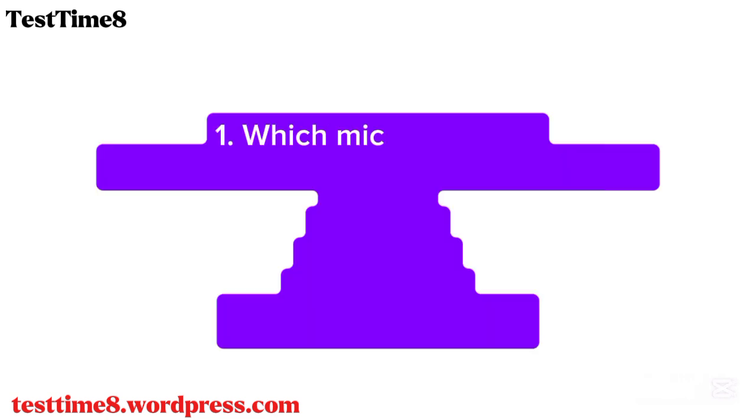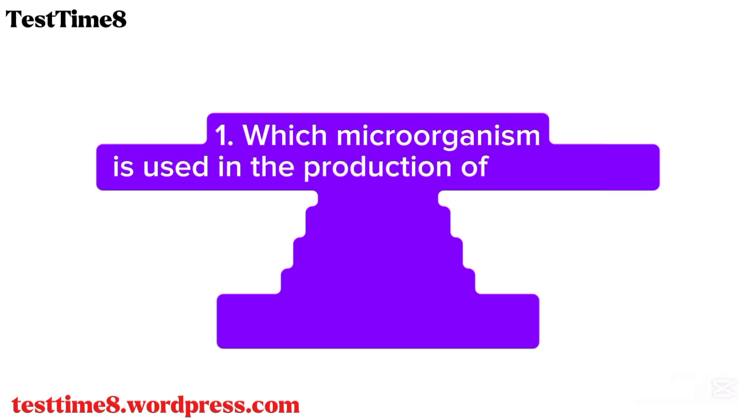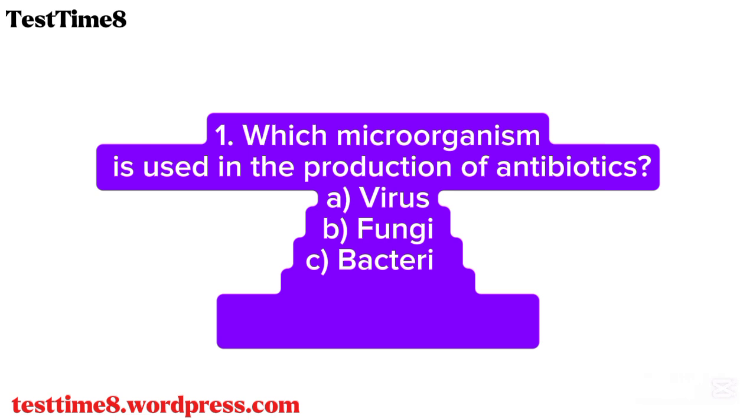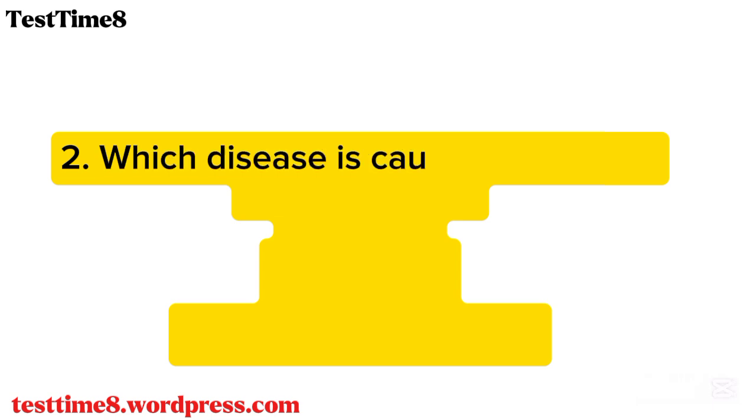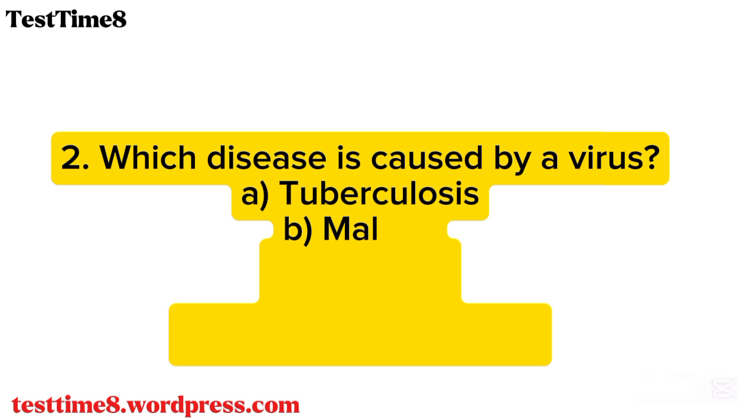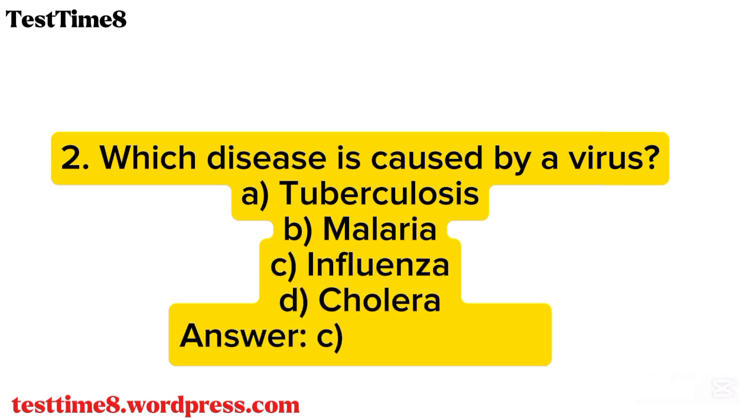1. Which microorganism is used in the production of antibiotics? A. Virus, B. Fungi, C. Bacteria, D. Protozoa. Answer: C. Bacteria. 2. Which disease is caused by a virus? A. Tuberculosis, B. Malaria, C. Influenza, D. Cholera. Answer: C.